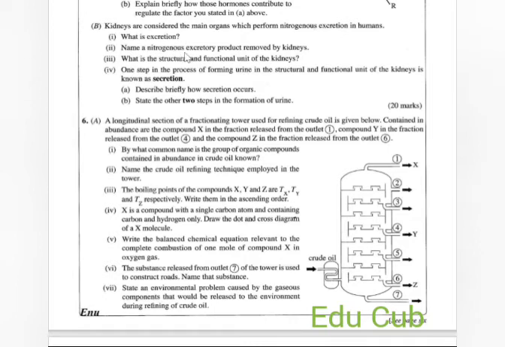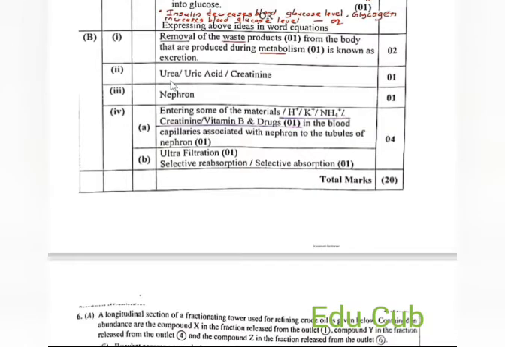Second, name a nitrogenous excretory product removed by the kidneys. There are three they have given to you: urea, uric acid, and creatinine.